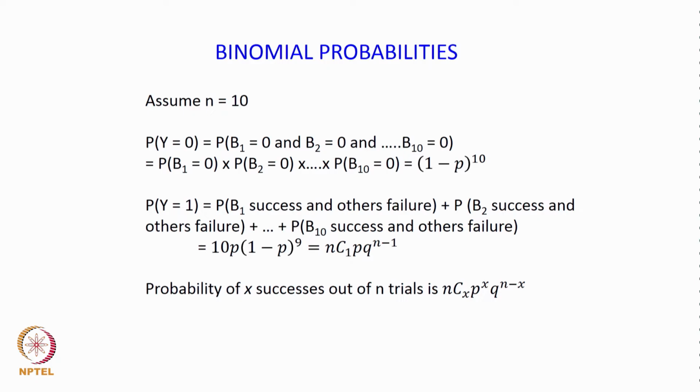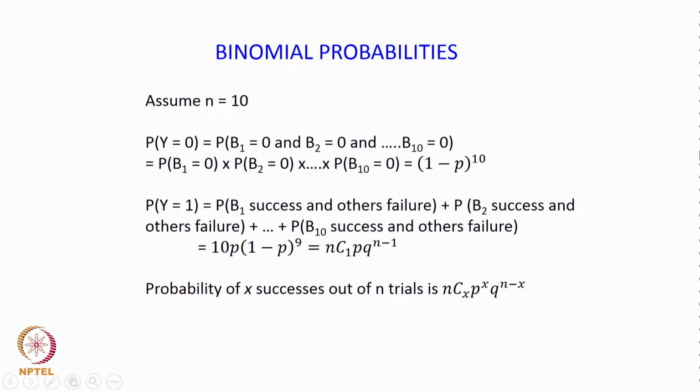So, that is p to the power x. The remaining n minus x are failures. So, q or 1 minus p to the power n minus x, and the x successes out of n trials can happen nCx times. Therefore, nCx p power x q to the power n minus x.